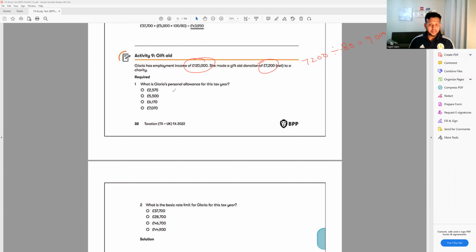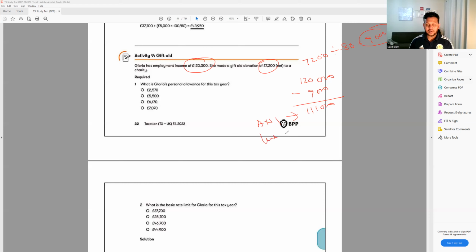Okay, what is Gloria's personal allowance for this year? So first I need to see how much the net income is. Net income is 120,000, but I'm going to reduce it by the gift aid. So I'll reduce the net income by the gross amount of the gifted donation. So 120,000 minus 9,000 gives me 111,000. So that is my adjusted net income, and I'm going to use this amount for the personal allowance.